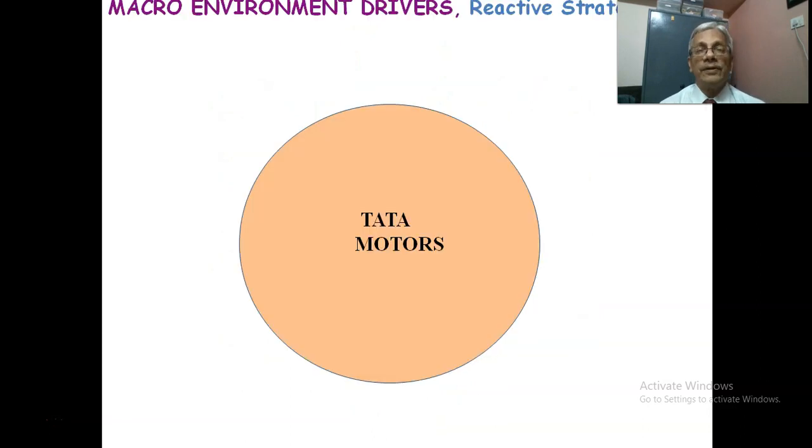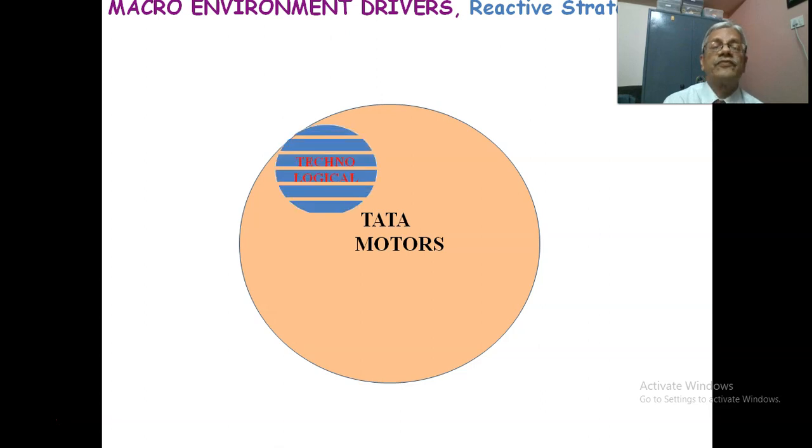Then let us go into the macro environment drivers. Macro environment is basically the one where the majority of the forces are not in a very predictable state. For example, if you take the coronavirus today, it has caused major havoc all over the world on different dimensions. But the whole world was not really prepared for it. So now we are seeing the aftermath. We are only reacting to the developments on every aspect of it.